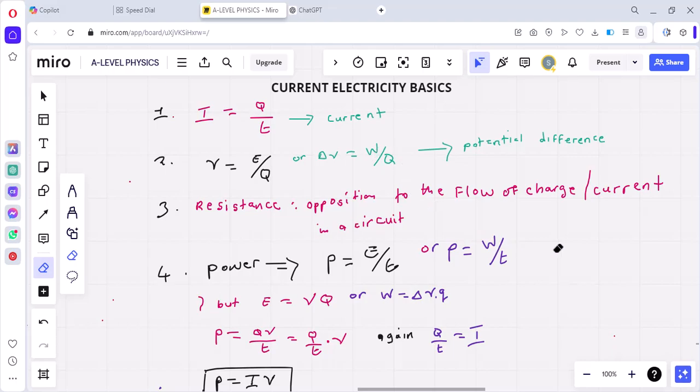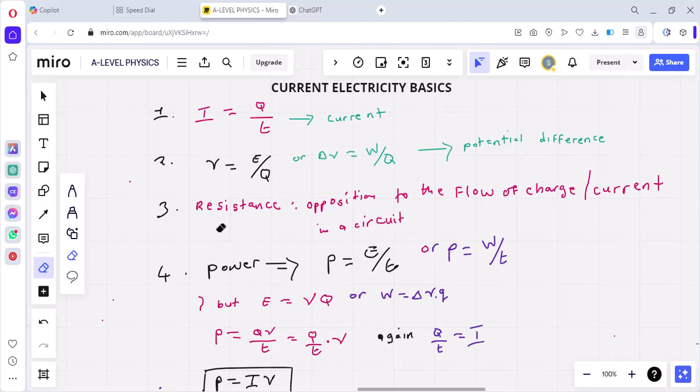And now, as these charges are moving in the conductor, they face an opposition, and there is something that drags them backward if they are moving forward. So the opposition to the flow of charge, which is current in this case, in a circuit, is what we call resistance. So resistance is another common term under current electricity. The other common term under current electricity is power.